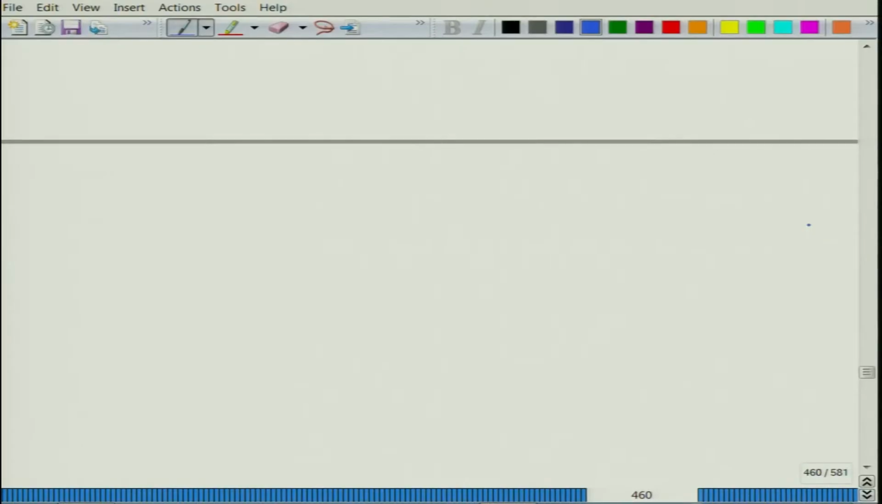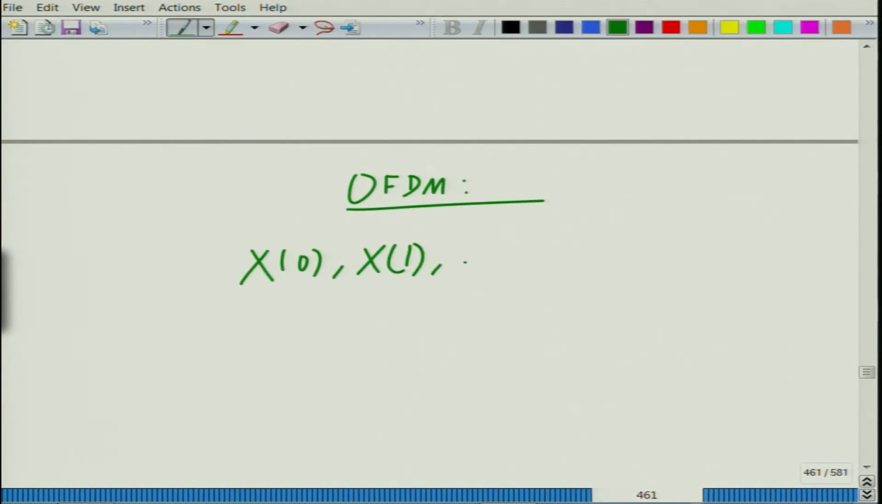So, how does OFDM overcome this? What is the procedure that OFDM employs? The procedure is as follows. It seems a little tricky to begin with. The point is, in OFDM we start with x 0, x 1, up to x n minus 1. So, what is the OFDM principle?